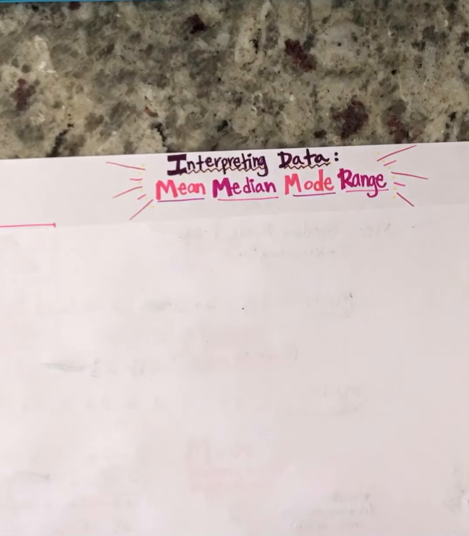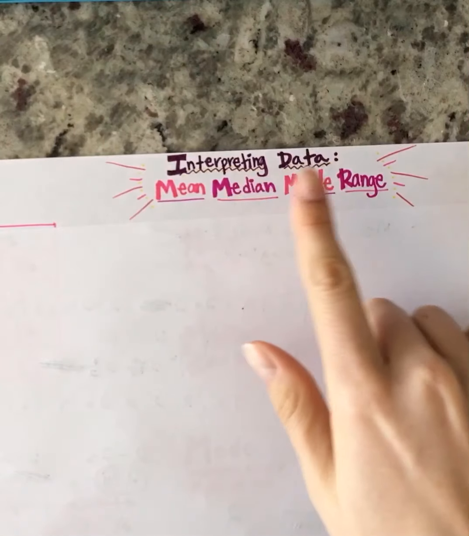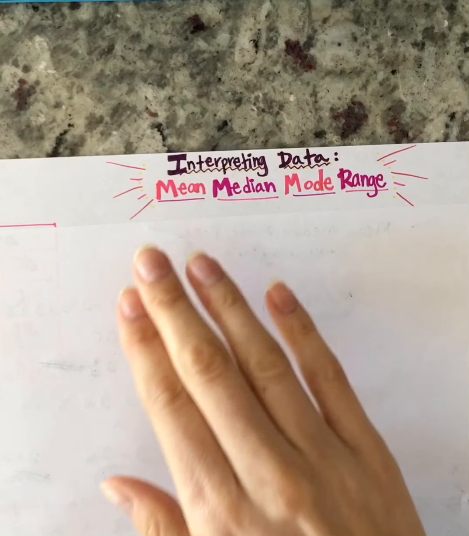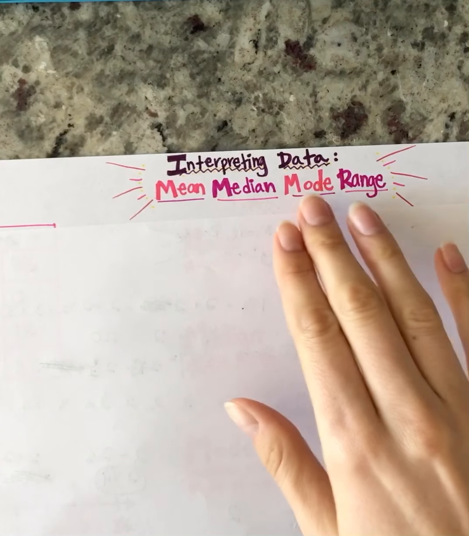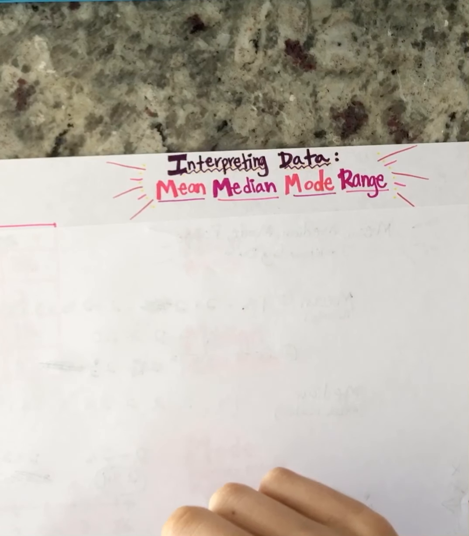Team 315. Today we're going to be interpreting data, and in order to interpret this data, we're going to be finding mean, median, mode, and range for a data set.